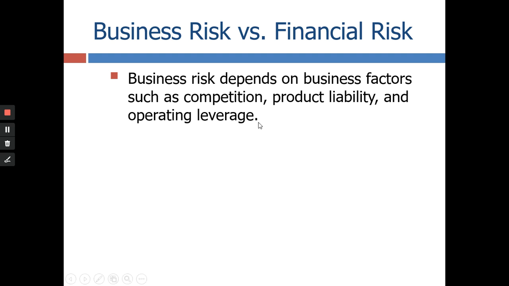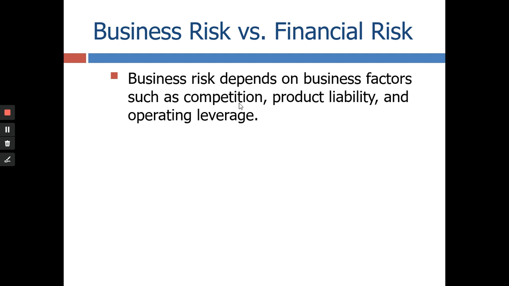All right, so the difference between business risk and financial risk. Business risk, remember, is uncertainty about future income and uncertainty about future costs. So it is whether the company can survive, right? For a company to survive, they need to be able to at least predict their income, predict their costs, predict their sales price and fixed costs. So it all depends on what? It depends on business factors such as competition.